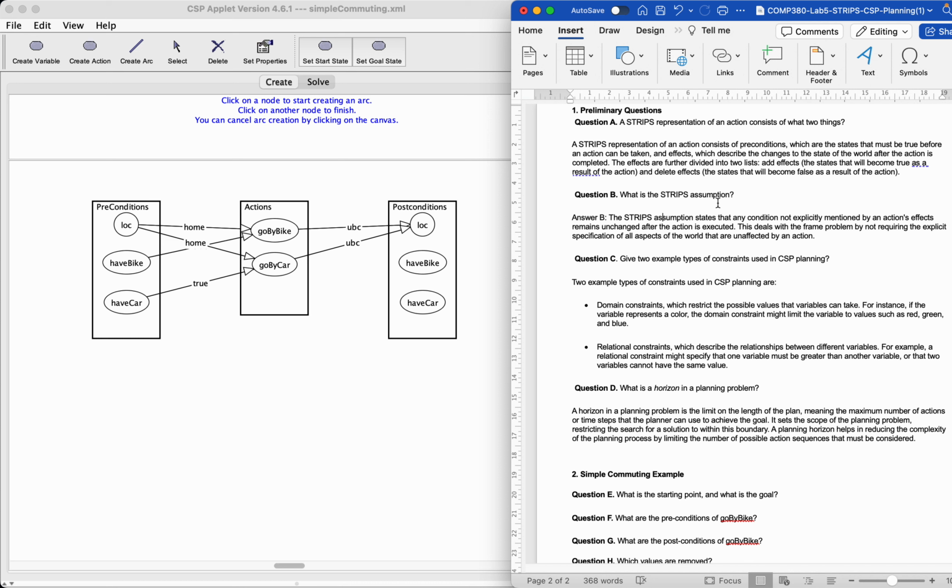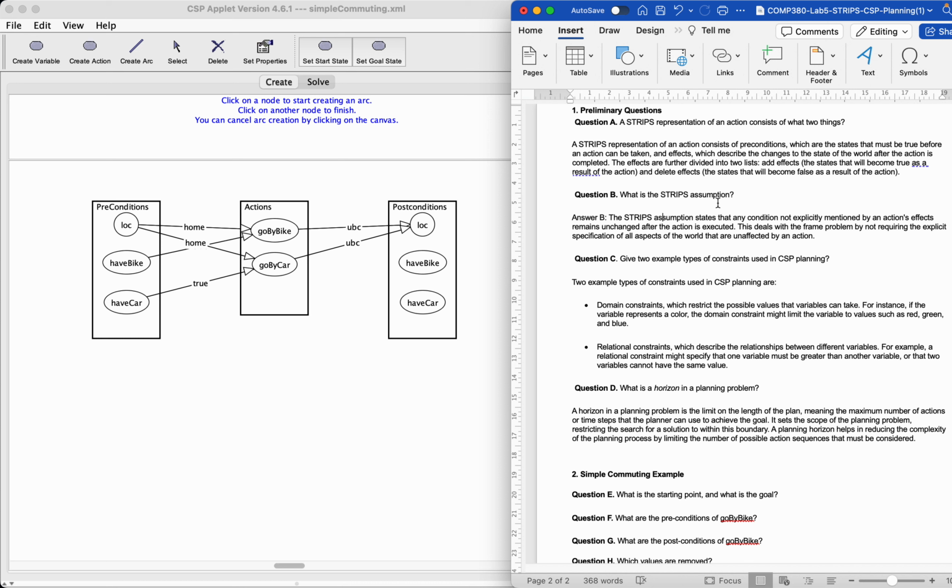Question C is: what are the types of constraint in CSP planning? Domain constraint and relation constraint are the ones. Domains are where we have a variable with preconceived results, which are all the options available, and the relational ones are those which are dependent on each other. In this scenario, if the person goes by bike, he cannot go by car. So these are in a relation, which means that if one is true the other should be false, so that a solution can be found properly.